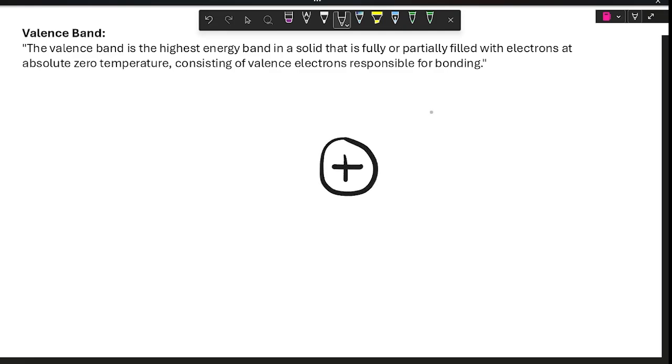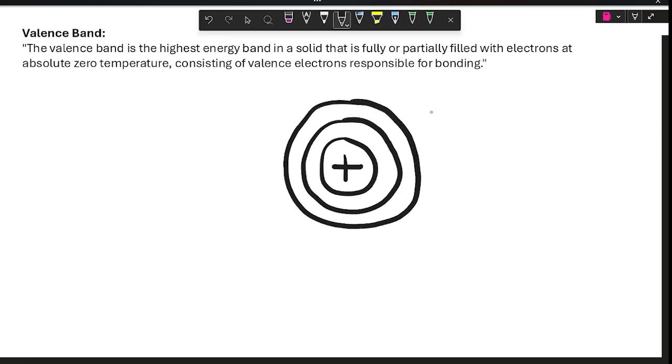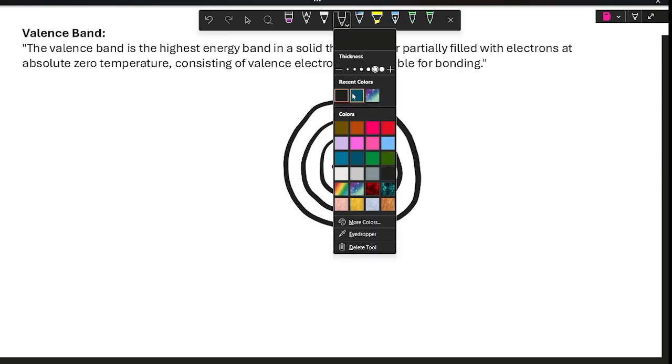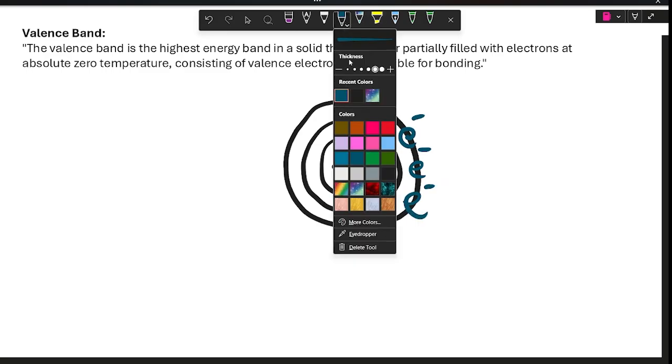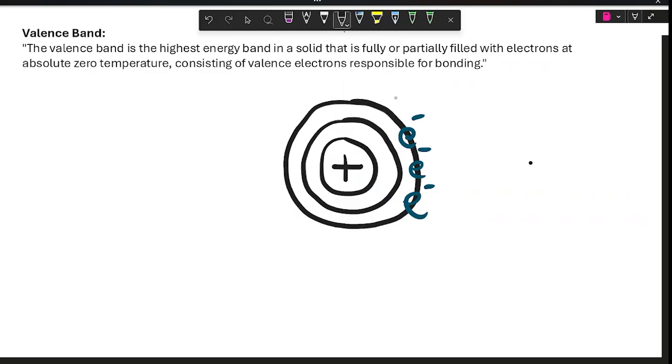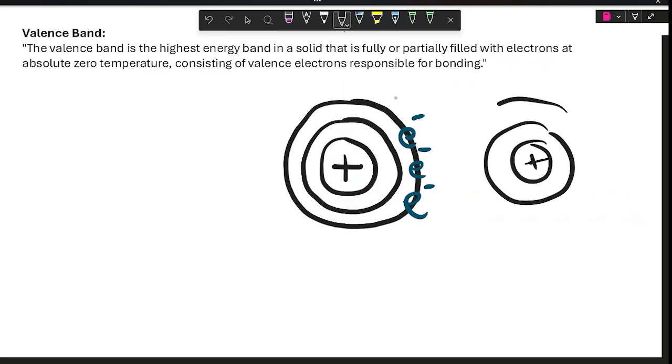So this is the nucleus and there are shells around the nucleus, and this is what we call an atom. Electrons revolve in these shells around the nucleus. The outermost shell from the nucleus of an atom is known as the valence shell, and the electrons which revolve in this space are known as valence electrons. Electrons revolve in this way. Let's take one more atom in the same way. Electrons are revolving here.